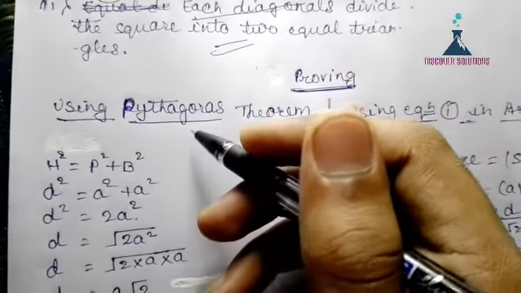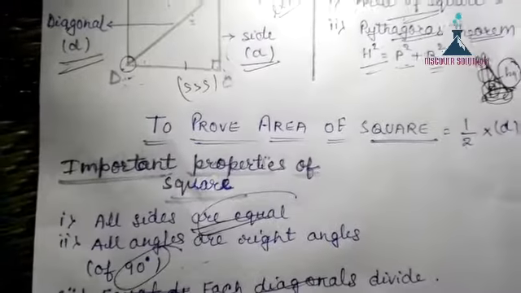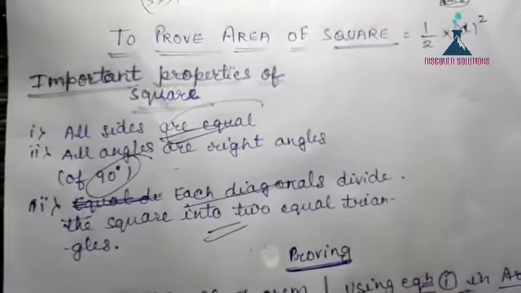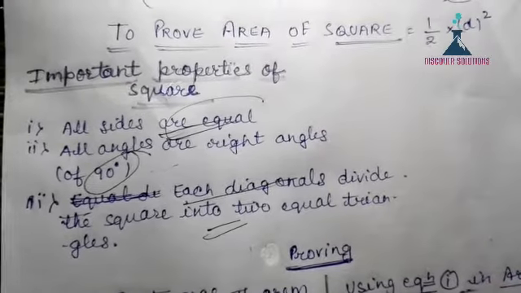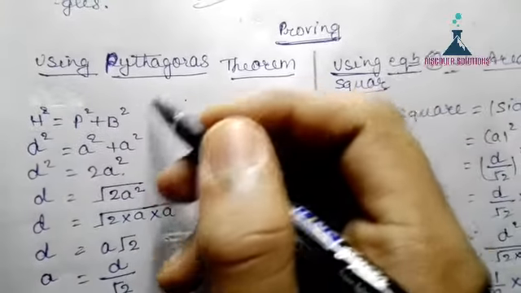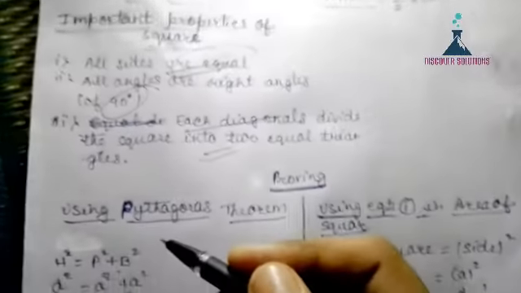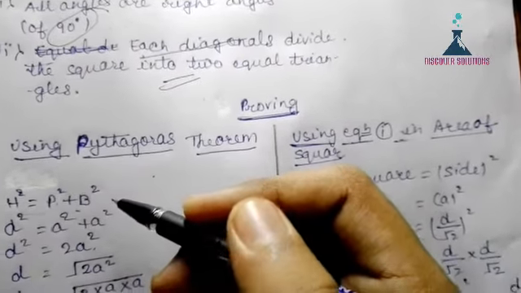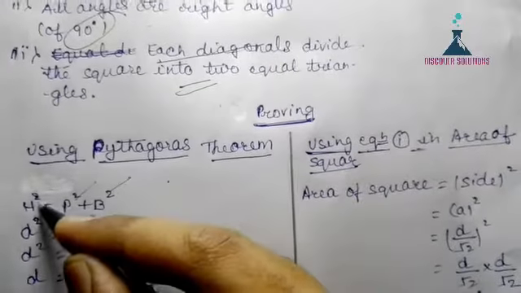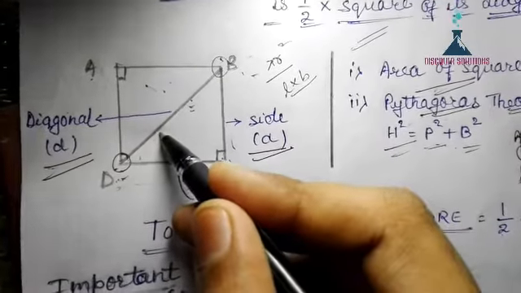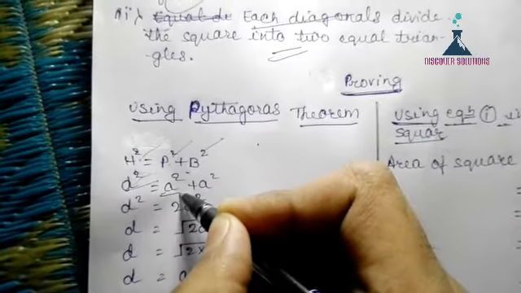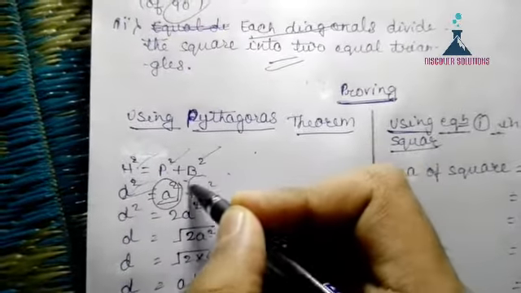At first we'll have to find out the relation between the diagonal and the side of the square. Then we'll be able to find out how the area of a square is half into the square of its diagonal. So at first, friends, we are going to use the Pythagoras theorem, that is h square is equal to p square plus b square, and I have made you understand what is called h, what is called p and what is called b. P is perpendicular, b is base, and h is hypotenuse. So friends, here in this example the hypotenuse is the diagonal. So we use d, and the perpendicular is also a side of this square, and the base is also a side of the square.